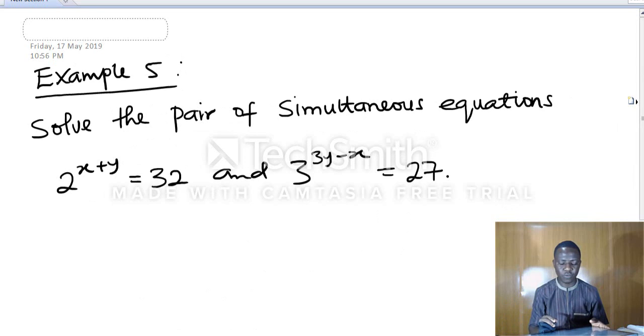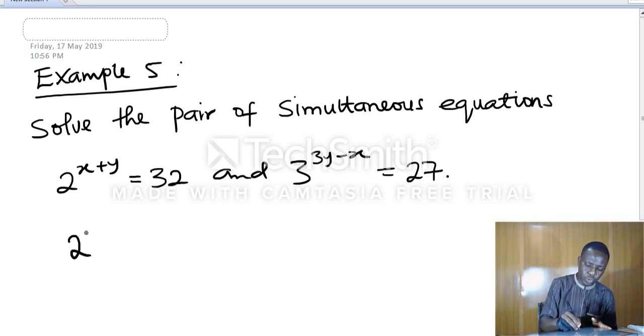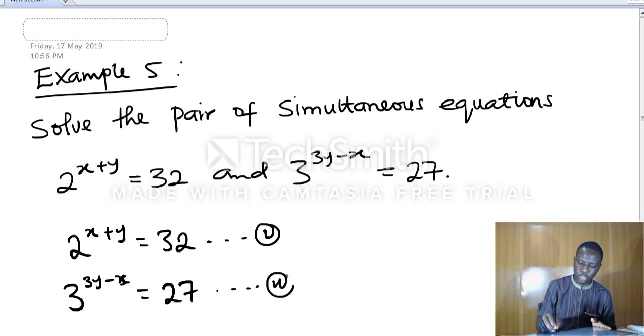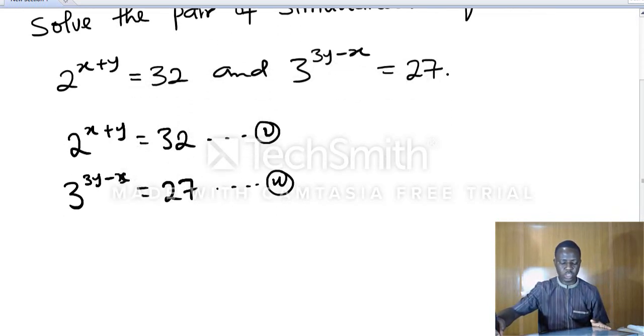Let's take our last question for today. Now we should solve the pair of simultaneous equations. That is 2 raised to power x plus y is equal to 32, and 3 raised to power 3y minus x is equal to 27. This is equation 1 and this is equation 2. Solving them simultaneously. Now these are said to be indicial problems.